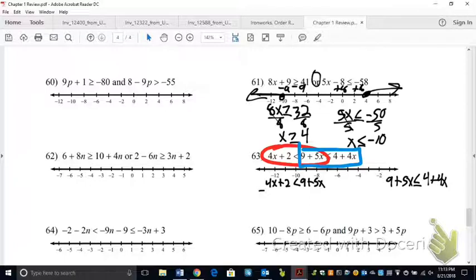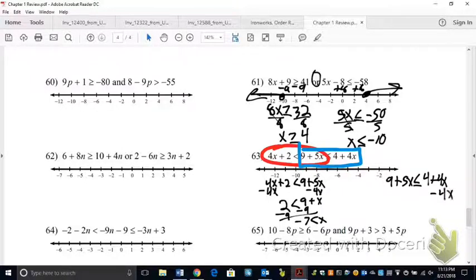So we want to go 4x plus 2 is less than 9 plus 5x. We're going to subtract 4x from both sides. So now we have 2 is less than 9 plus x. So we're going to subtract 9 from both sides, and we get negative 7 is less than x, or x is greater than negative 7.